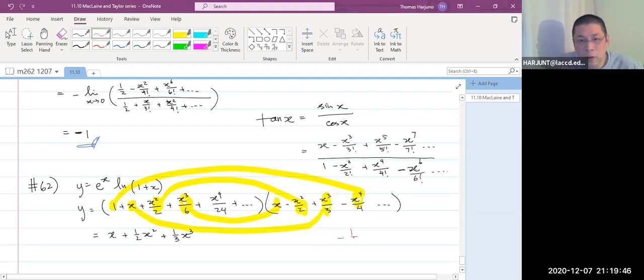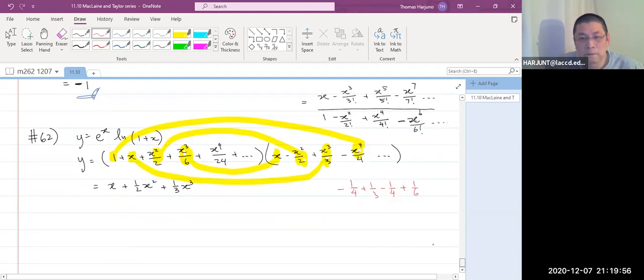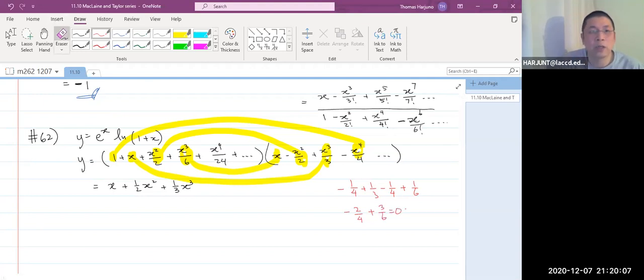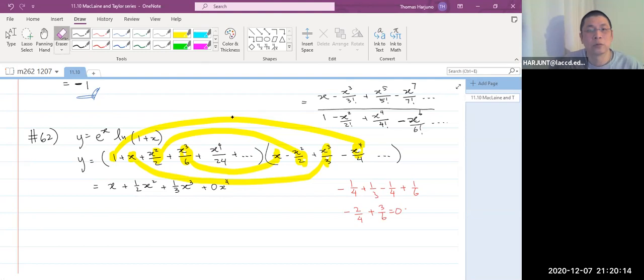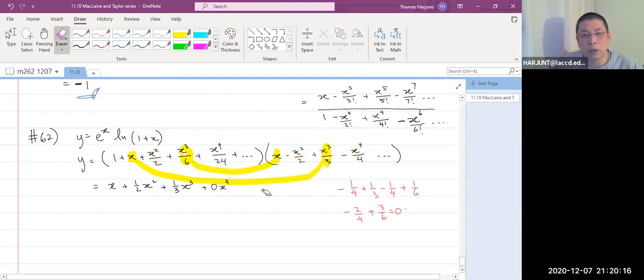So negative 1/4 plus 1/3 minus 1/4 plus 1/6. That's -2/4 plus 3/6. That's 0. Oh, so that will be 0. Let me write it down. So that will be 0x to the 4th. Usually we don't write that term down there.